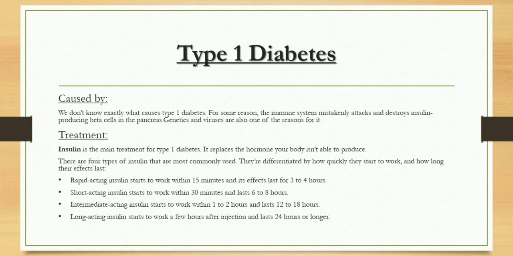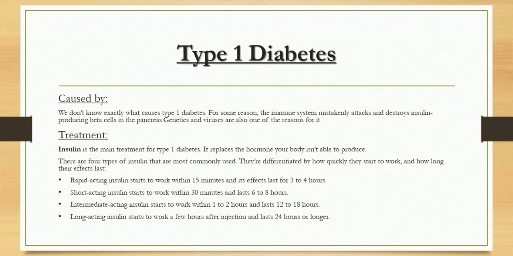So what is the treatment for type 1 diabetes? Insulin is the main treatment for type 1 diabetes. It replaces the hormone your body isn't able to produce. There are 4 types of insulin that are most commonly used, and they are differentiated by how quickly they start to work and how long their effects last.